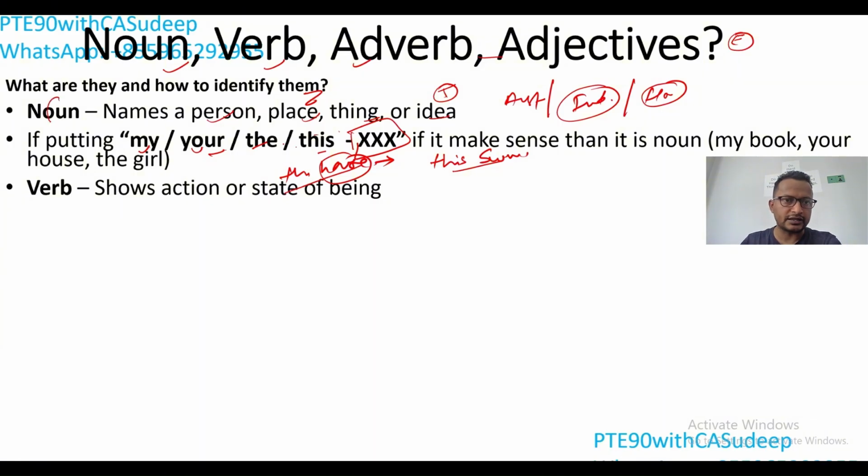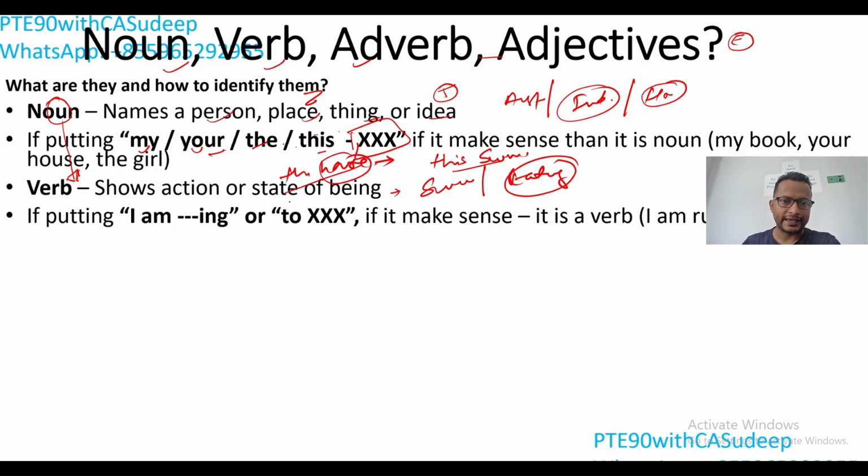So noun is something that is a person or place, whatever you call it, and then verb is the action of the noun. What the noun is doing, that action is described by the verb. Noun is described by the verb. For example, how to identify? Like for example, showing the verb, right? Let's say swimming is a verb, eating is a verb. It shows the action, right?